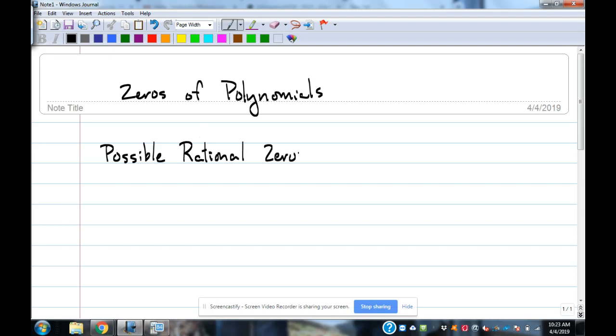possible rational zeros theorem. And what it is, it's a list of possible zeros. It doesn't mean that all of them will be zeros. It just means if there are rational zeros, they're going to be in this list. And that list, we're going to call it a P over Q, and I'm going to show you on a polynomial which one's P, which one's Q. Some numbers from that polynomial.